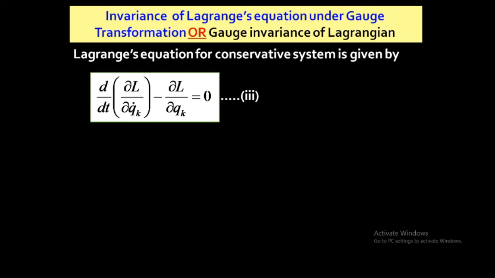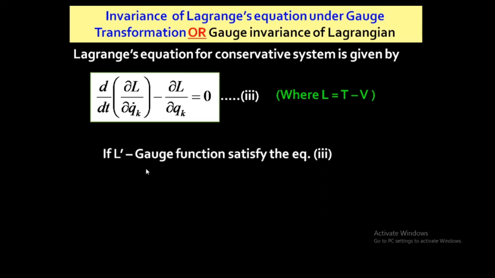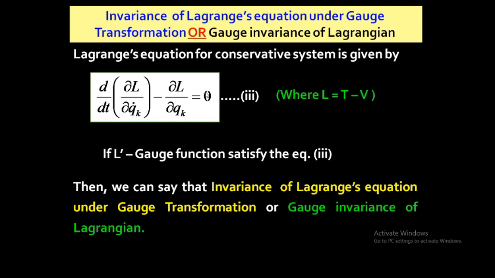You know that L is equal to T minus V, and L dash is the gauge function. If L dash satisfies equation number 3, we can say the invariance of Lagrange's equation under gauge transformation, or gauge invariance of Lagrangian. So we have to prove that L dash satisfies equation number 3, the Lagrange's equation, or not.